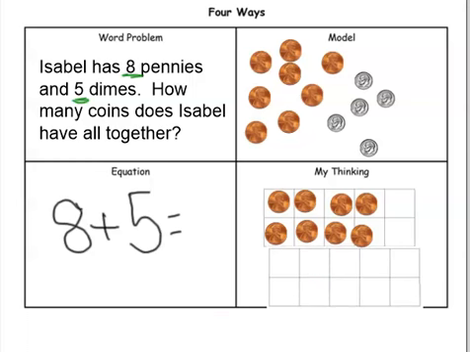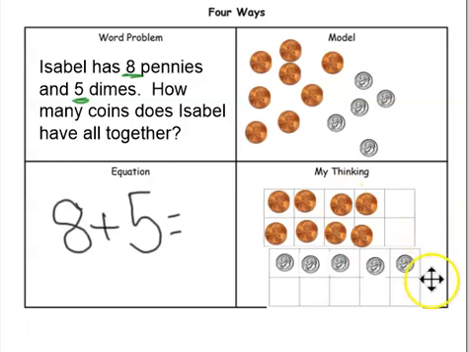And then I know that I have some dimes. How many dimes did I have? I had 5, right? Now I could have used anything. I could have used circles to mark these. Okay, so there I have it.